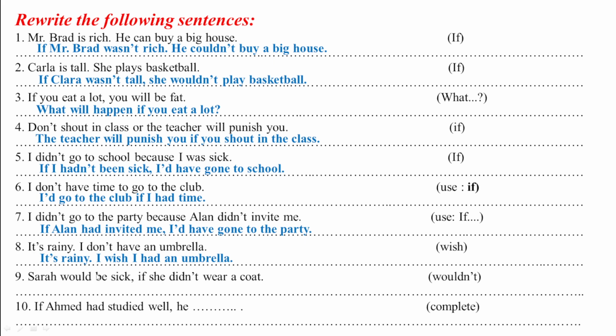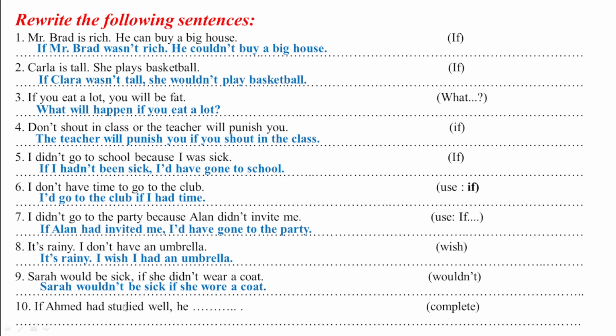Sarah would be sick if she didn't wear a coat. In this second conditional statement, we're asked to use wouldn't instead of would. That means we are going to change the main clause or the result into negative. Let's see how it's going to be like. It's going to be like this: Sarah wouldn't be sick if she wore a coat. We have changed the meaning.